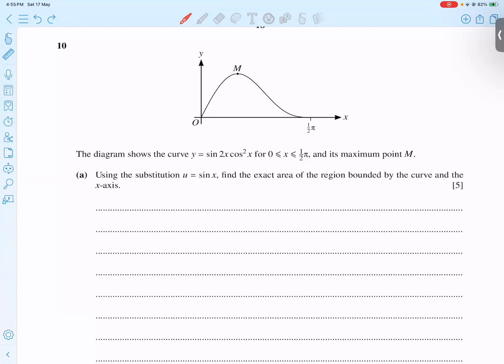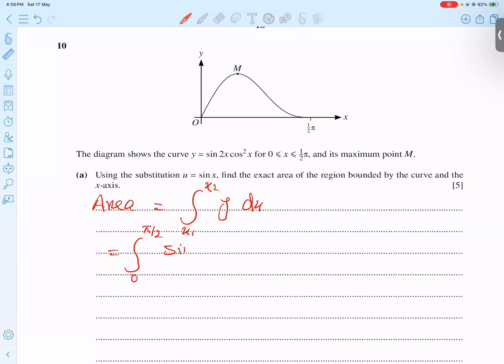Question number 10, students. He has given this one and is asking for substitution and to find the exact area. What is the technique to find the area? The basic formula is the integral from x1 to x2 of y dx. Y is this. Now x1 is 0 and x2 is pi divided by 2. So I'm going to start with 0 to pi divided by 2.